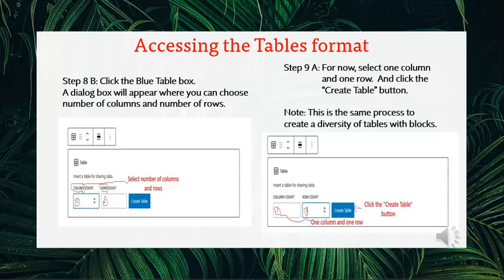Accessing the table's format. Step 8B, click the blue table box. A dialog box will appear where you can choose number of columns and number of rows. Step 9A. For now, select one column and one row. And click the Create Table box. Note, this is the same process to create a diversity of tables with blocks.